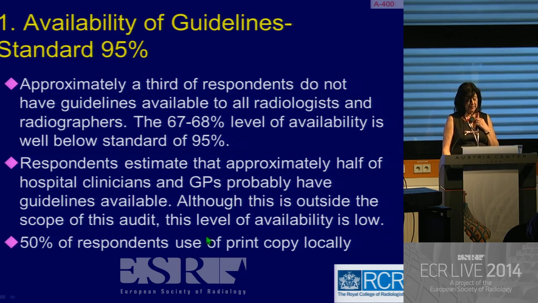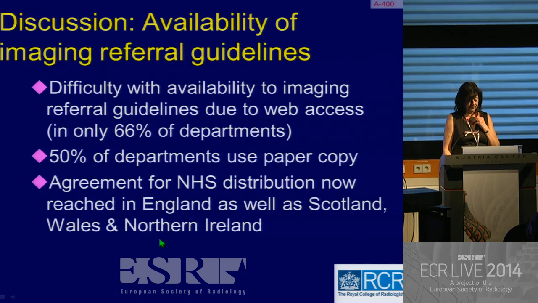And although this was outside the scope of this audit, this level of availability was very low. So in other words, the GPs weren't asking for the right things because they didn't have access to the guidelines to know the right things to ask for. And 50% of our respondents used print copy locally. There was difficulty with availability due to web access, and we now have agreement for NHS distribution throughout England so that GPs will be able to access the guidelines.